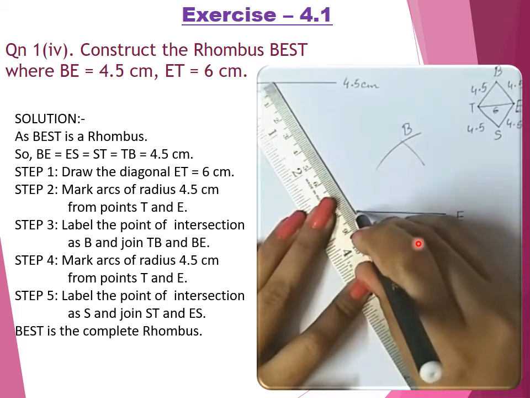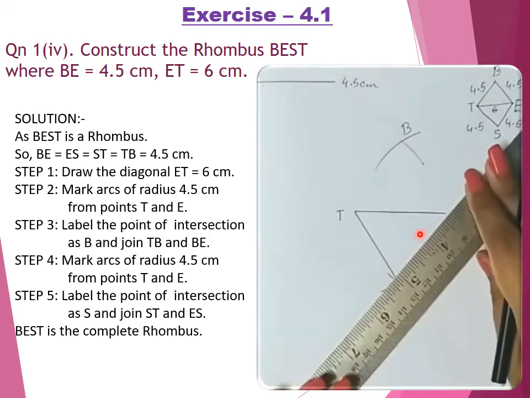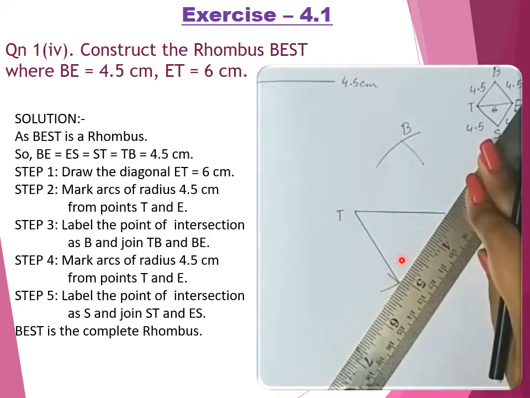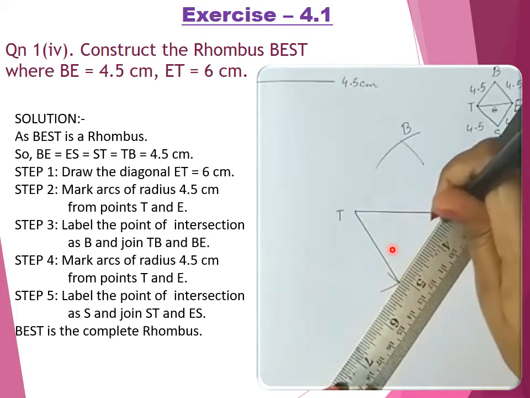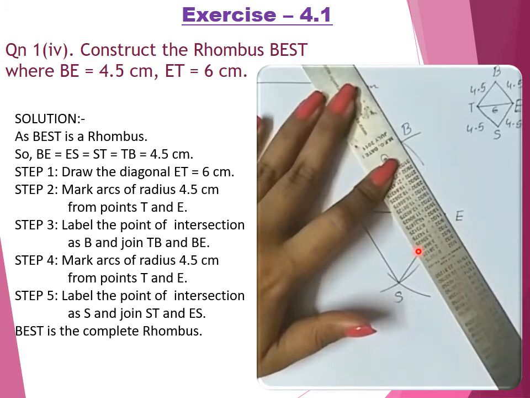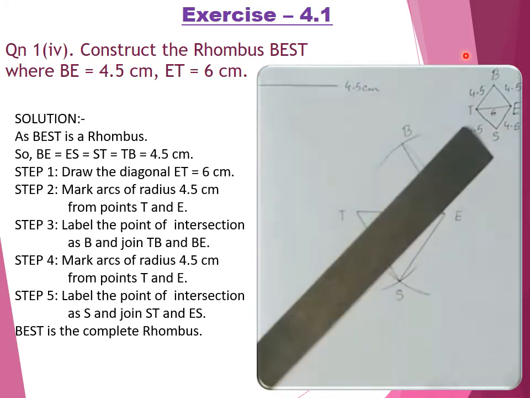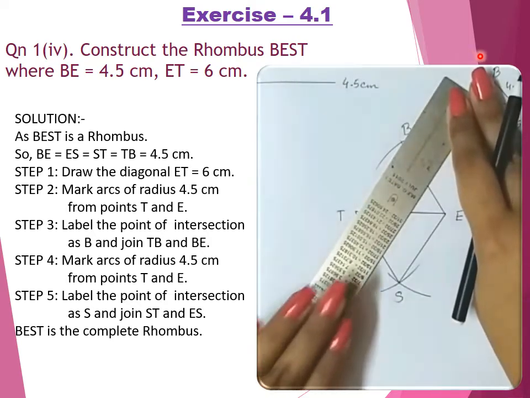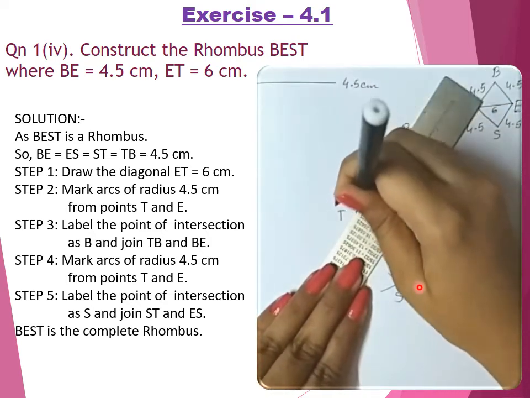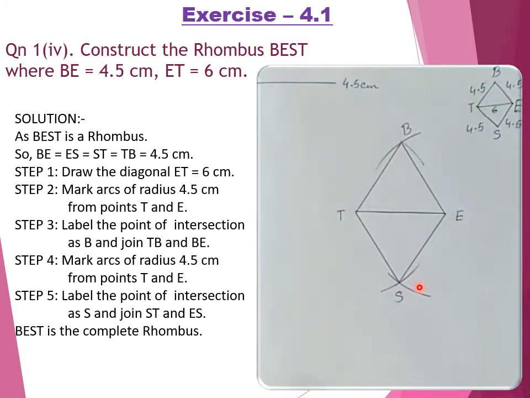Now, let us simply join the points of intersection with their adjacent sides. So, we'll join TS and ES. Again, we will join BE and BT. So hence we can see that the rhombus BEST has been constructed.